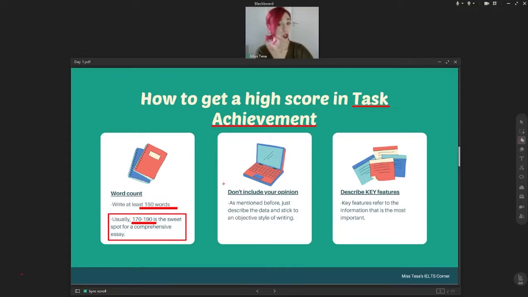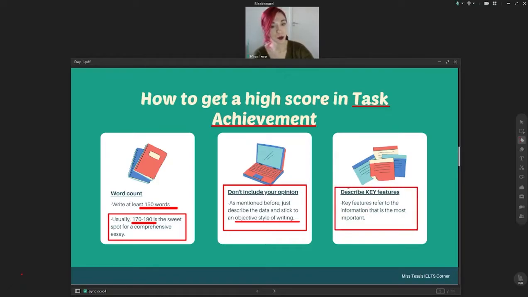So, again, don't include your opinion. We need an objective style of writing, okay? You're never going to say, I see, I think. Even if you want to describe a chart and you want to say, I can see that this number went up. No, we don't say that. We can say, we can see the number going up in this chart, right? So you never want to write from a subjective point of view.